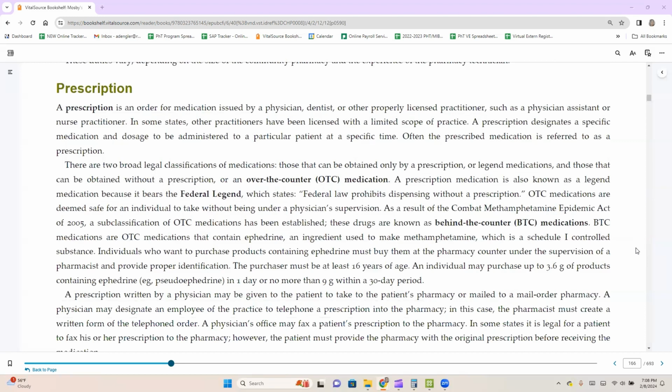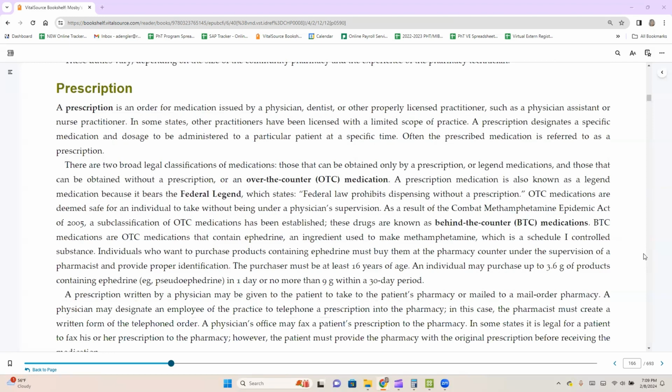As a result of the Combat Methamphetamine Epidemic Act of 2005, a subclassification of OTC medications has been established. These drugs are known as behind the counter medications. BTC medications are OTC medications that contain ephedrine, an ingredient used to make methamphetamine, which is a Schedule 1 controlled substance. Individuals who want to purchase products containing ephedrine must buy them at the pharmacy counter under the supervision of a pharmacist with proper identification.